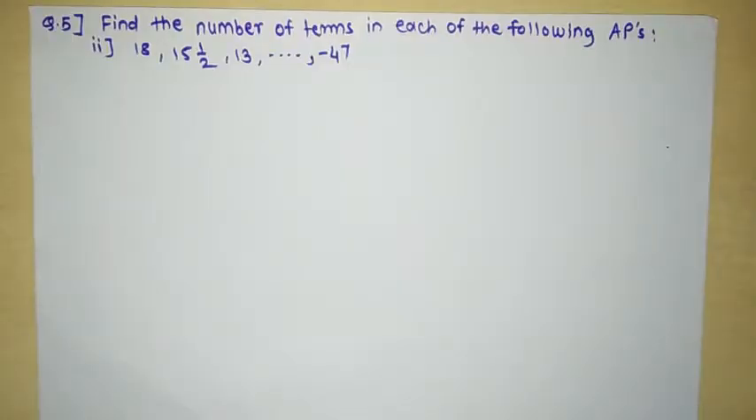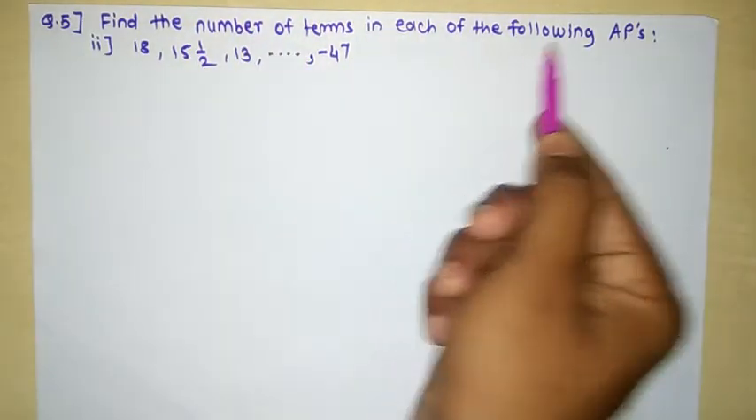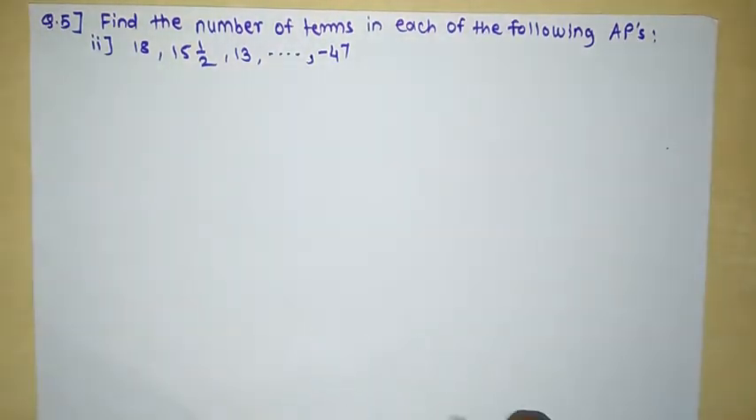Dear all students, now we will see exercise 5.2. In that question number 5, sub question 2. From question number 5, sub question 1, you have to do it as homework. That is the homework part. Now we will see sub question 2. What is given here? What we have to find? Find the number of terms in each of the following APs. या इस AP में कितने total terms हैं? That we have to find.